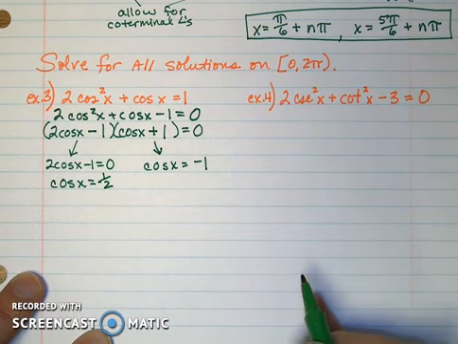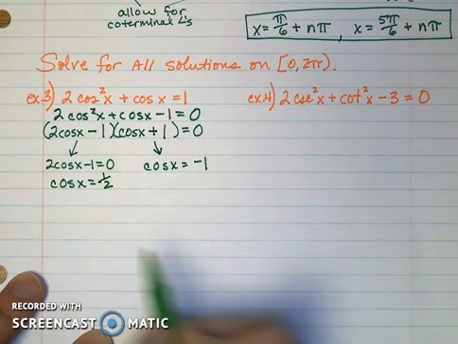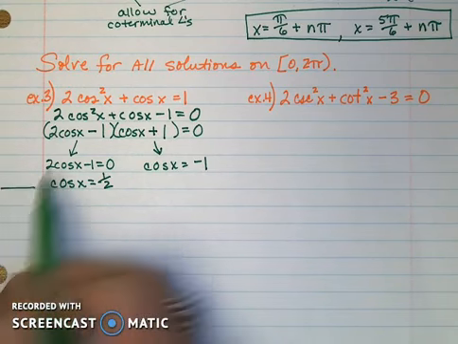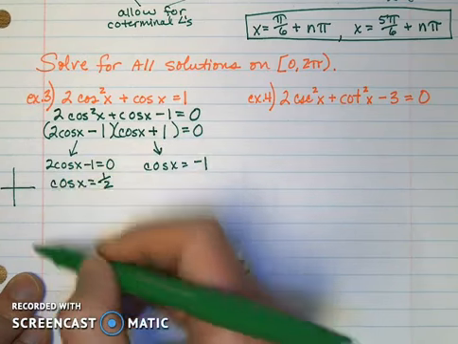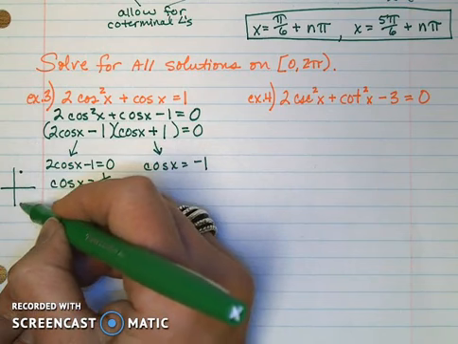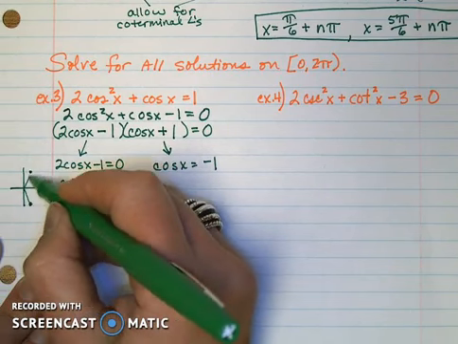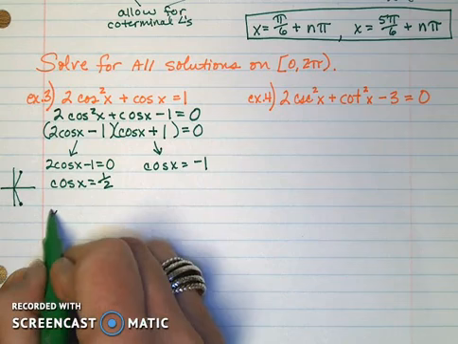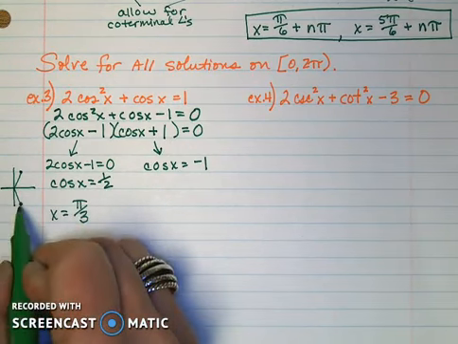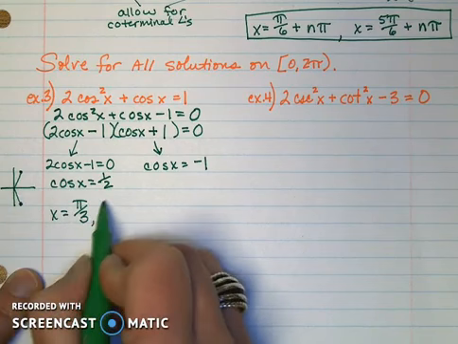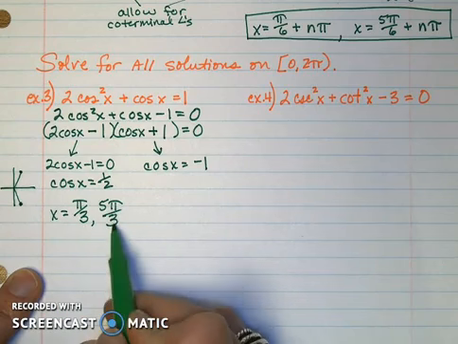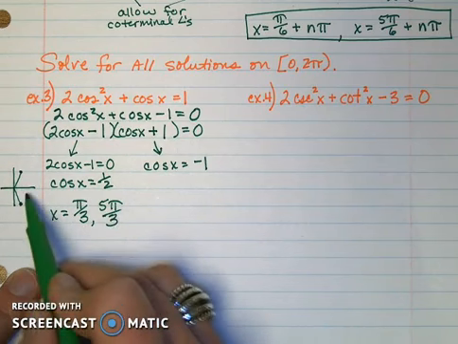Well, you got to think about where this happens. Where does cosine equal 1/2 on your circle? Positive 1/2. Okay, that happens up here at pi over 3, right? That happens when x is equal to pi over 3. And then down here in quadrant 4, that would be at 5 pi over 3. I always remember 6 pi over 3 would be 2 pi, so that's almost all the way around.